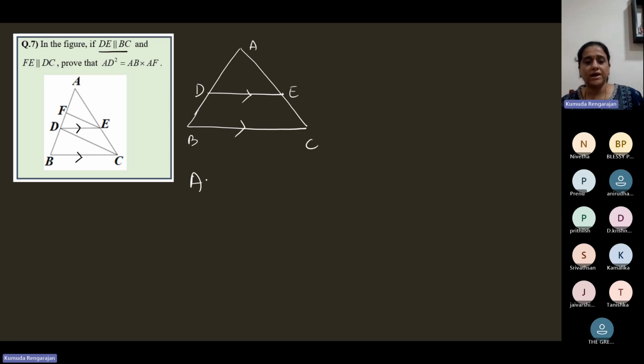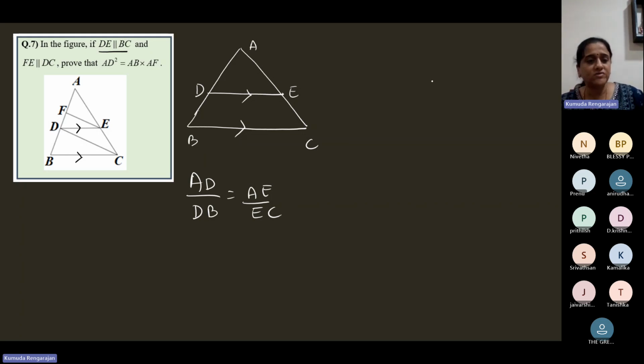So first, DE is parallel to BC, so I'm just taking that first. In triangle ABC, DE is parallel to BC. So the proportion is AD by DB equals AE by EC.